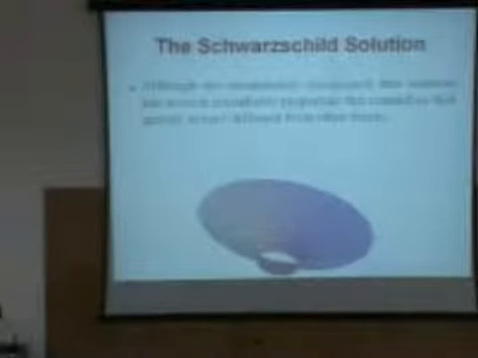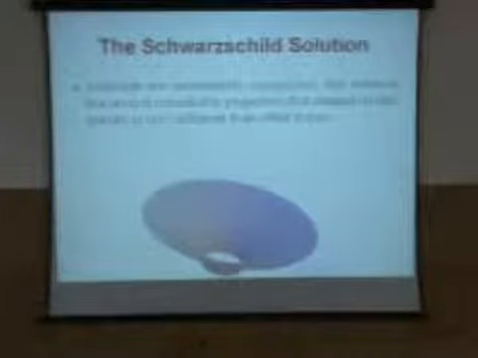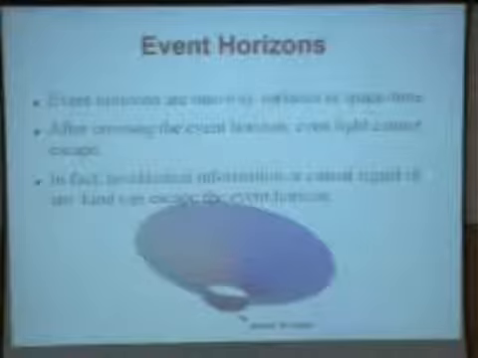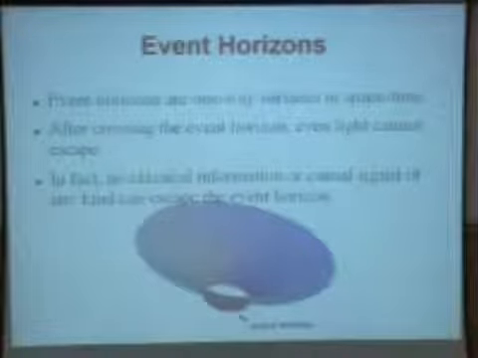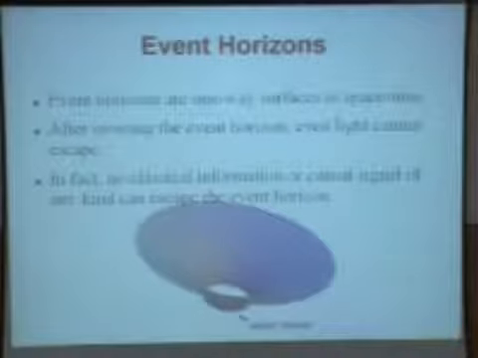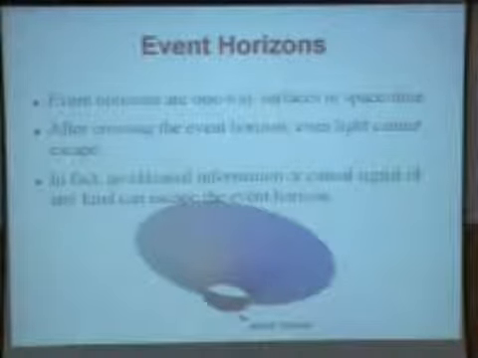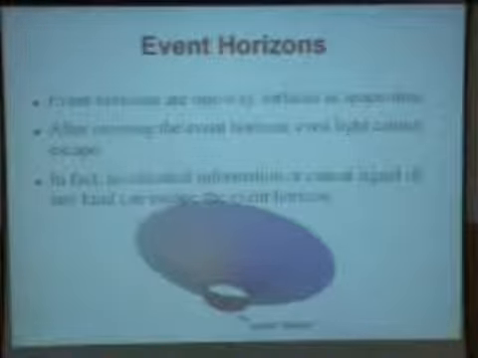Although not immediately recognized, it turns out that the Schwarzschild solution has several remarkable properties that remind us that gravity is very different from the other forces. In particular, the Schwarzschild solution possesses an event horizon. If you get too close to the center of space-time, you'll cross an event horizon, which is, as you all know, just a one-way surface in space-time. After crossing the event horizon, not even light can escape. In fact, if you cross the event horizon, you can't send any classical information or causal signal of any kind to the outside universe.